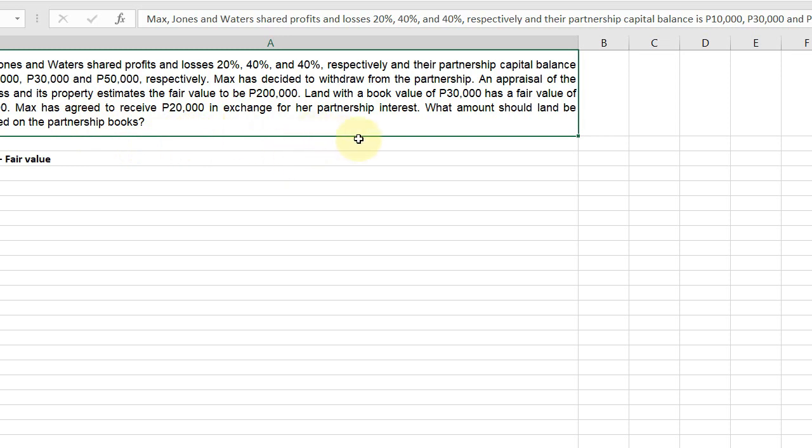Then, Max has decided to withdraw from the partnership. An appraisal of the business's property estimates a fair value to be 200,000. Land with a book value of 30,000 has a fair value of 45,000. Max has agreed to receive 10,000 in exchange of her. What amount should land be recorded in the partnership books?